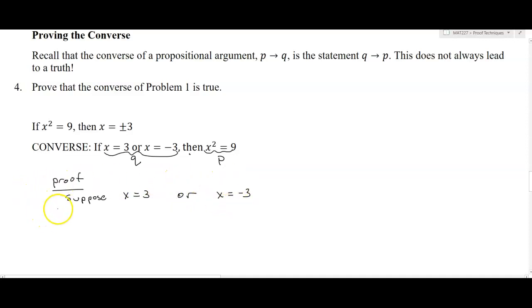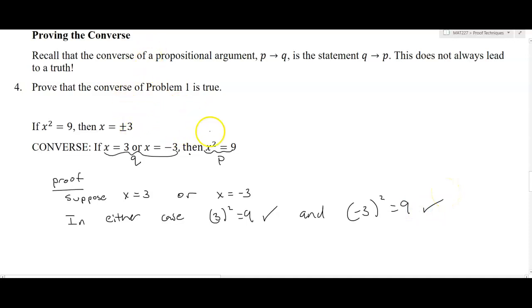And this is going to be a really quick one. In either case, when x is 3, 3 squared is 9. So that's a check. And negative 3 squared is 9. And that's a check. Therefore, whether x is 3 or x is -3, the square of x will be 9. And so this is no different in logic than our previous two proofs for even and odd numbers.